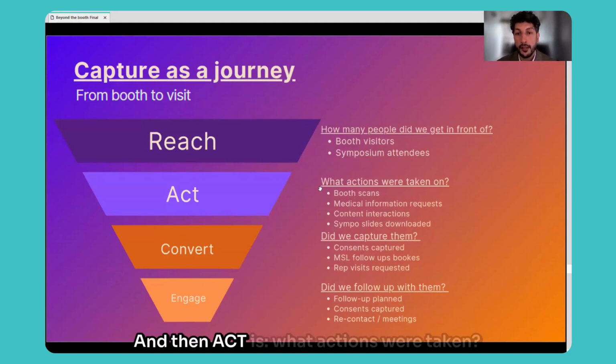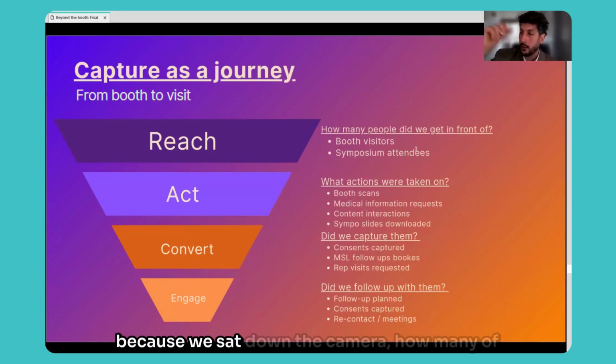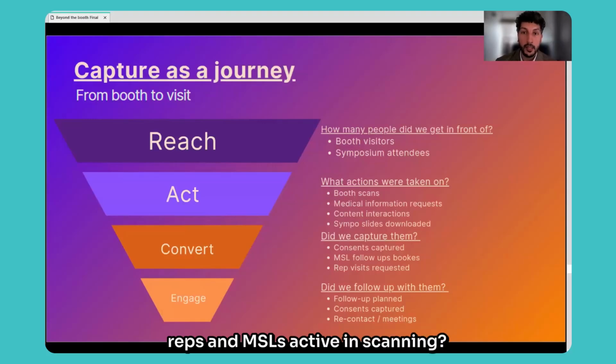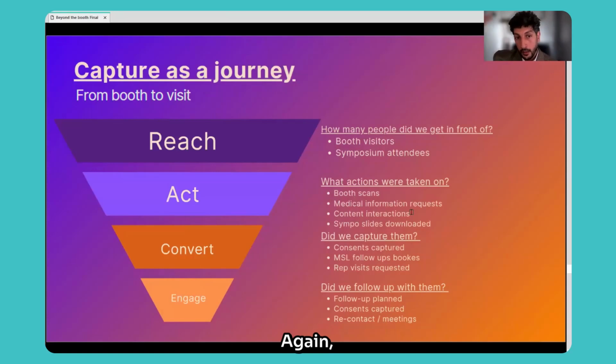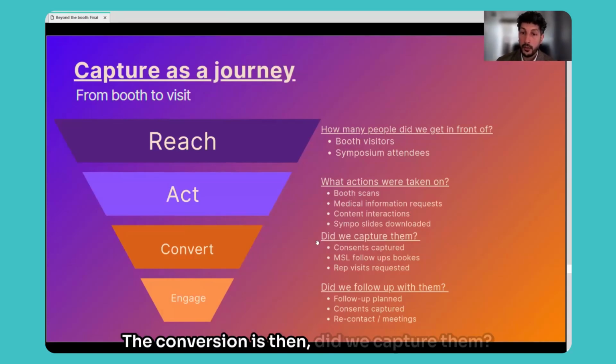And then act is what actions were taken. So for example, if someone came to the booth because we sat on the camera, how many of those people were scanned? Based on that, again, I can deduce, okay, were my reps and MSLs active in scanning? Because I want to capture that data. How many consents did I capture? Again, step by step. The conversion is then, did we capture them? Sorry, consent is here then.